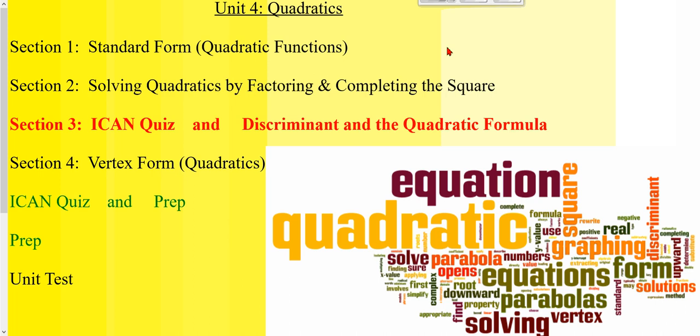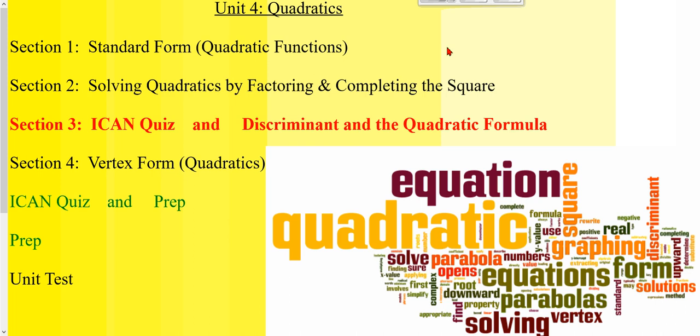We're going to go ahead and look at section 3, where we're going to be looking at the discriminant and taking a look at using the quadratic formula. Now, we talked about how graphing gives you a nice visual of where your solutions are on your x-axis, but sometimes it's approximate. We looked at factoring, which gives you exact answers, but doesn't always work.